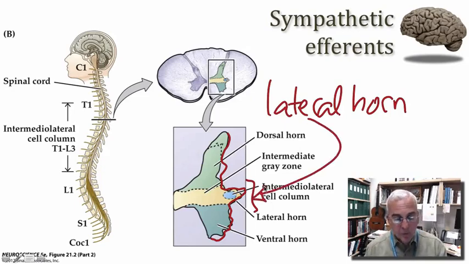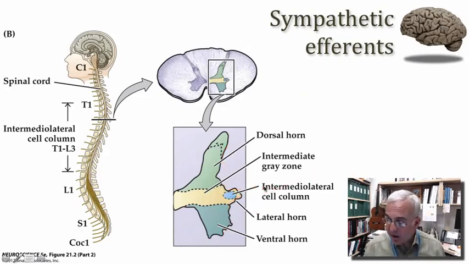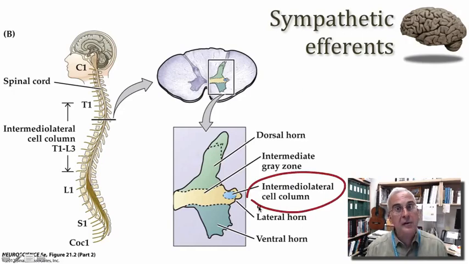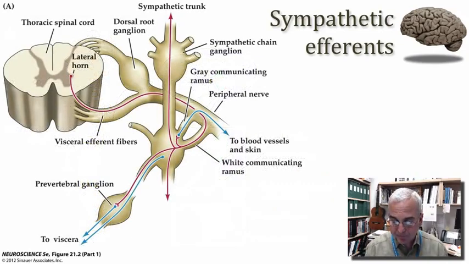So this lateral horn is present because there is a column of neurons. And that column of neurons is called the intermediolateral cell column, and we find it right here. And these are the preganglionic neurons that send their axons out from the spinal cord to supply the ganglionic neurons, which in turn innervate the viscera. So here's a look at this organization.